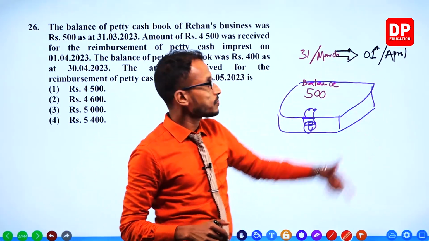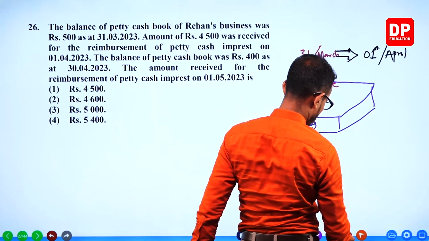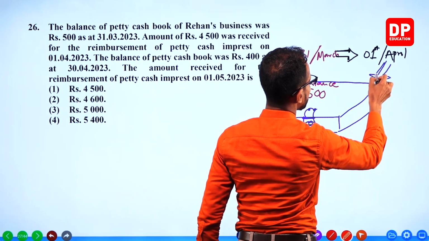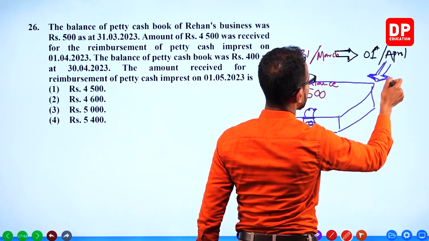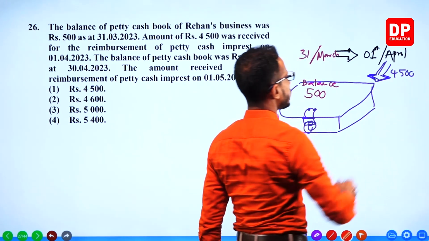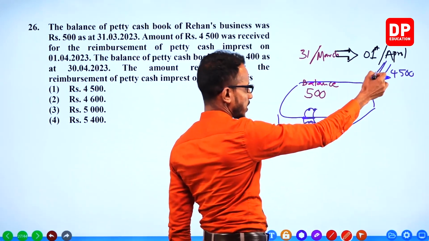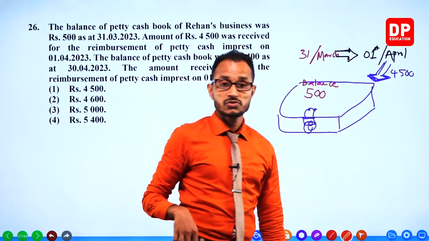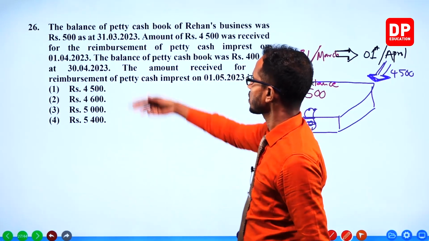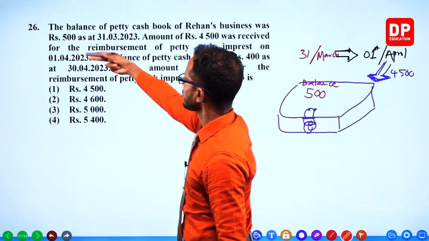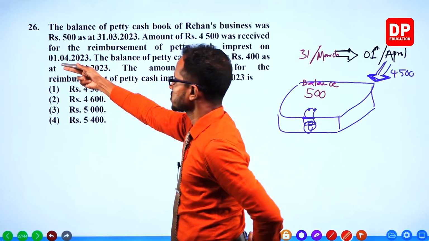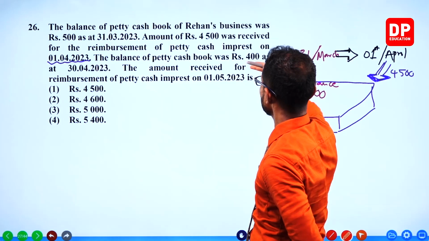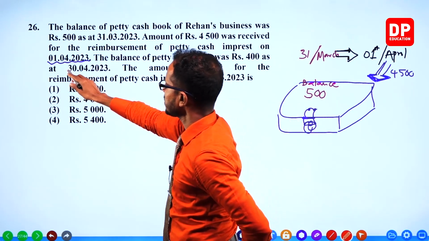And the next day, 1st April, how much cash came into the business? That is the reimbursement, 4,500 coming in on 1st April. Okay, 4,500. That is the reimbursement received for the reimbursement of petty cash interest on 1st April. Balance of petty cash book was rupees 400 as at 30th.